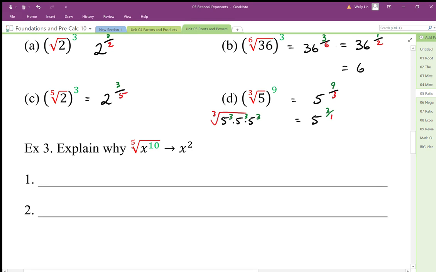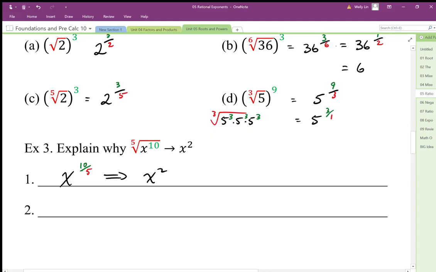So this is why we can show that the fifth root of x to the power 10 can be rewritten as x squared. The simplest explanation is we can just simplify the fraction in the exponent. So we can rewrite it as a rational power, 10 over 5, and then this will become x squared. We can show that very easily because of that ratio of terms.